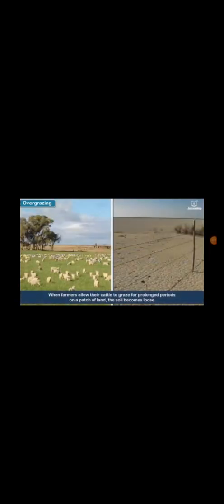Now, another cause of soil erosion is overgrazing. When farmers allow their cattle to graze for a prolonged period on a patch of land, the soil becomes loose. When animals like cattle, sheep, and goats are made to graze on the same area of land again and again, they eat up most of the green grass and other plants, and the land becomes bare. As a result, the topsoil becomes loose. It can be easily carried away by strong winds or running water. Overgrazing is one of the major causes of soil erosion.